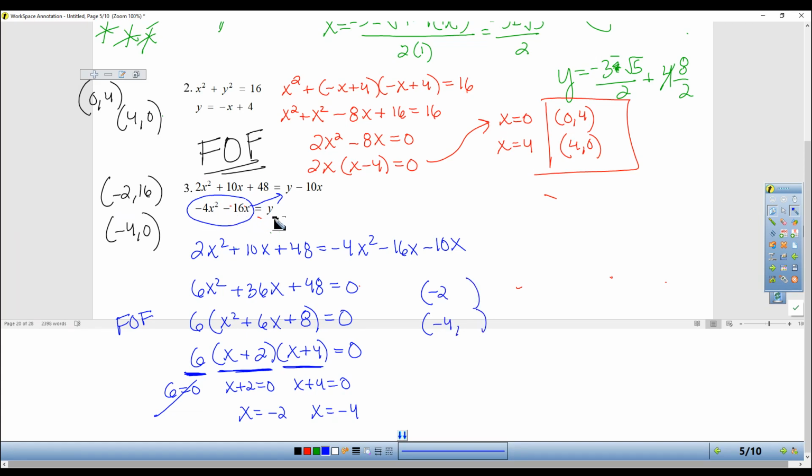So I'm going to use the second one because it's just y is equal to. Y is equal to -4 times -2 squared minus 16 times -2. -2 squared is 4, times -4 is -16, plus 32 gives me 16. For my other one, I'm going to plug in my -4.